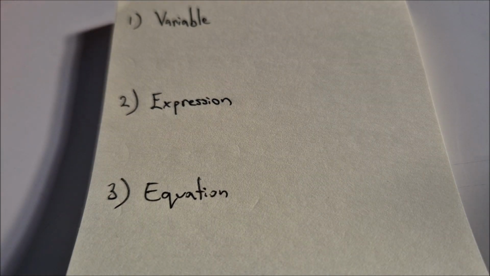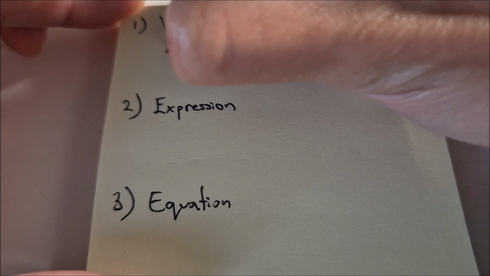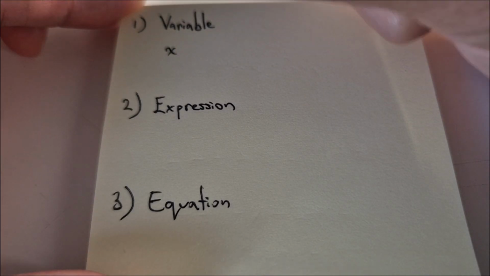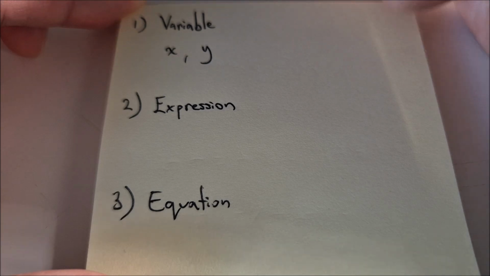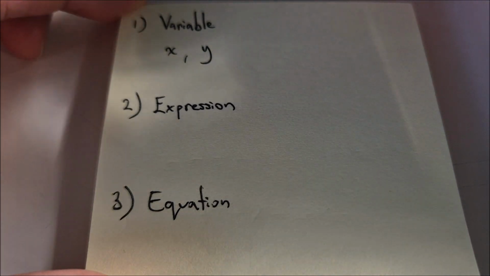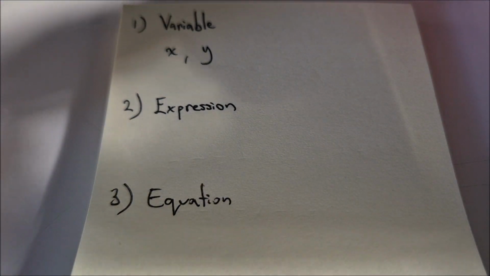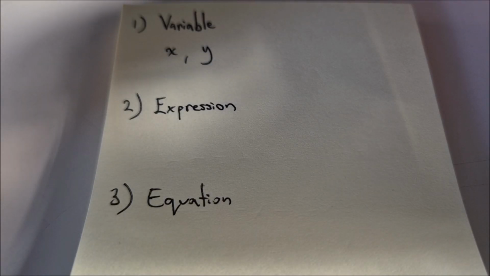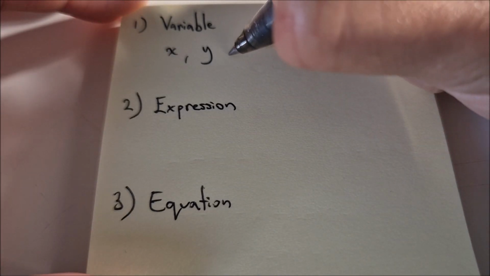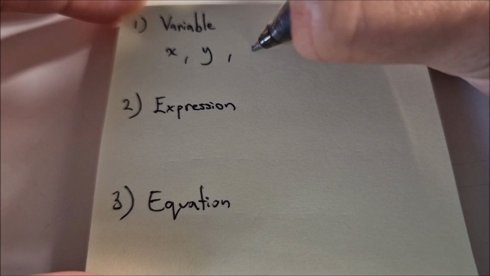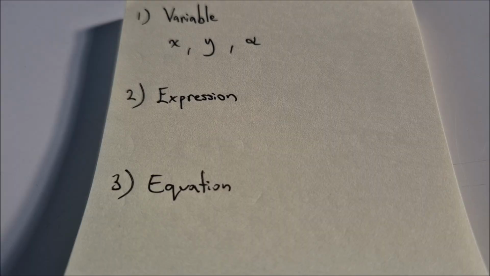Starting off with what a variable is: a letter or symbol that represents a value. So it could be something like x and y. It could be any arbitrary value. It could even be Greek letters like alpha.